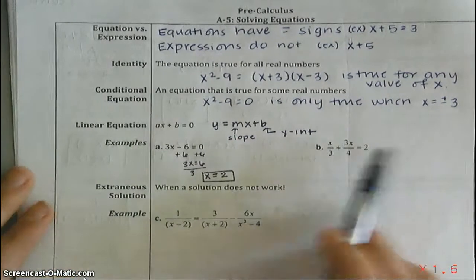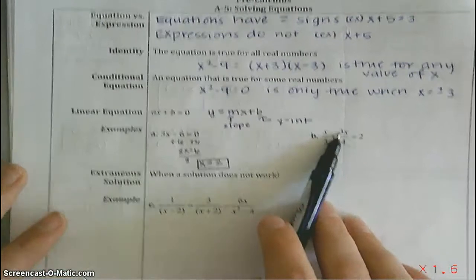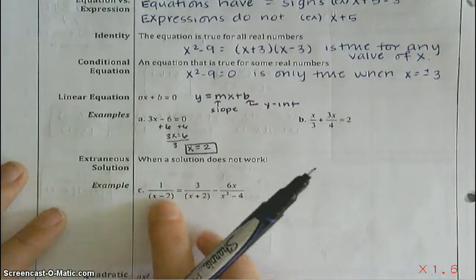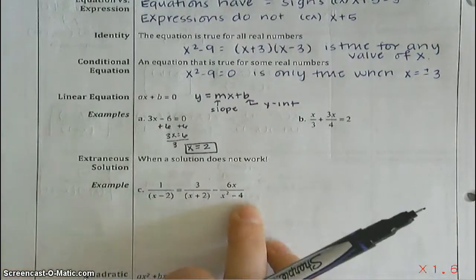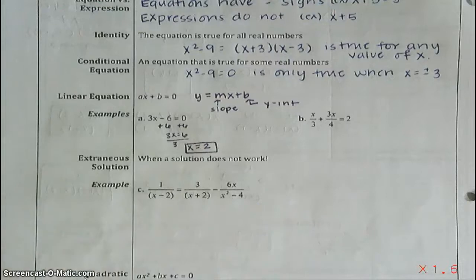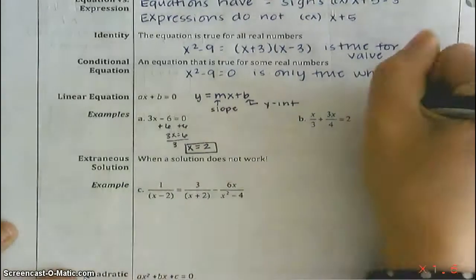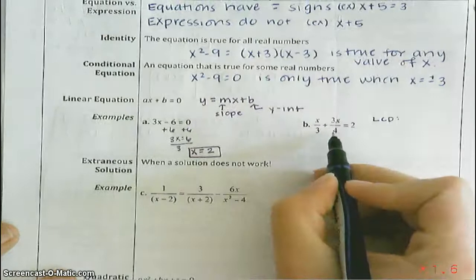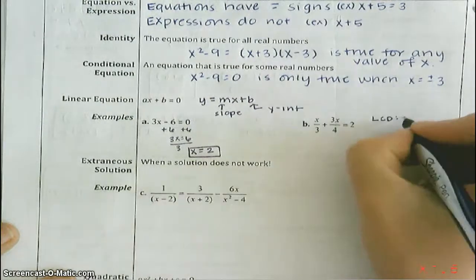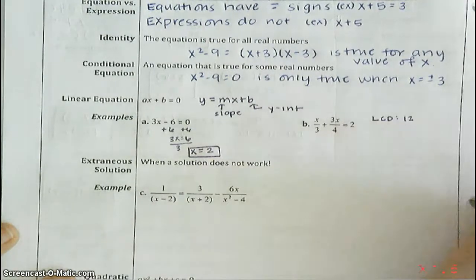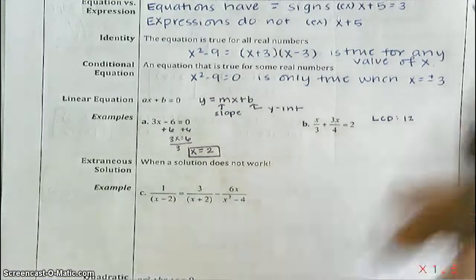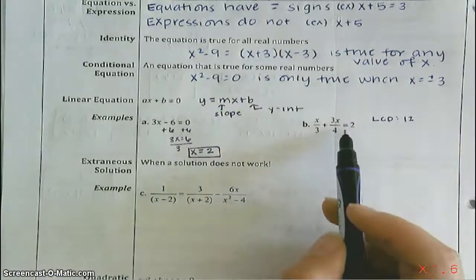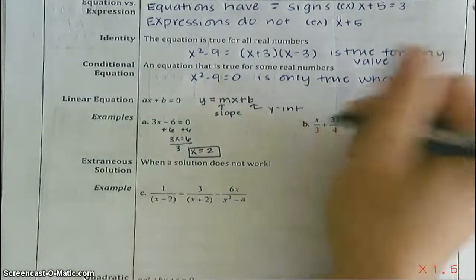It does get a little bit more complicated when you have fractions, and this is good practice because you can see down here we have some crazy old fractions going on. If you remember from the last section, you're going to multiply by the LCD, or the least common denominator. For this case, if you look at your denominators, you're going to get 12, because 3 times 4 is 12. What happens when you multiply by the least common denominator with an equation is that the denominators go away.